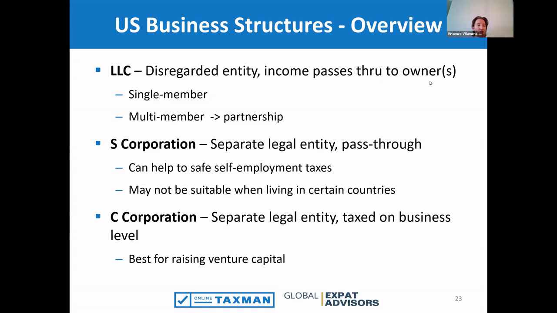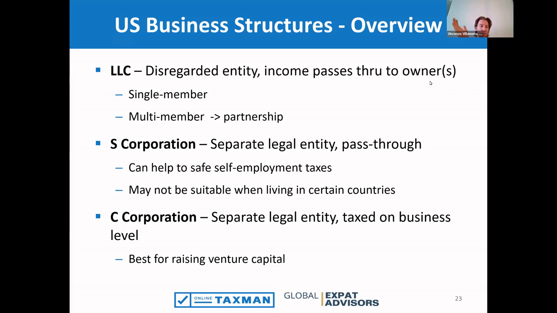All right, let's go a bit into the structuring side, right? So in the US, you have essentially three types of structures. You have an LLC, that's like a disregarded entity. That means that if I own the LLC 100%, I don't have to do a separate tax return. It literally flows through to me on Schedule C.